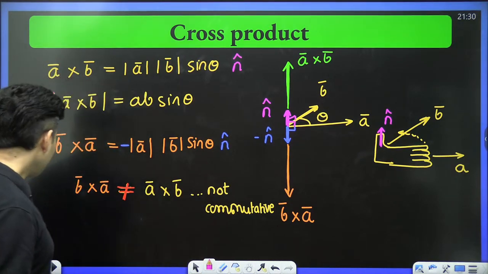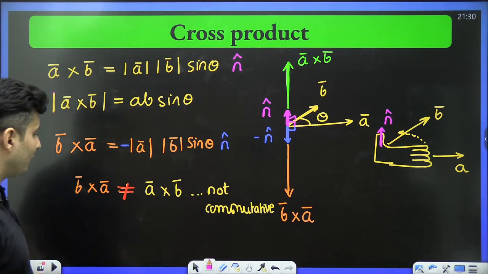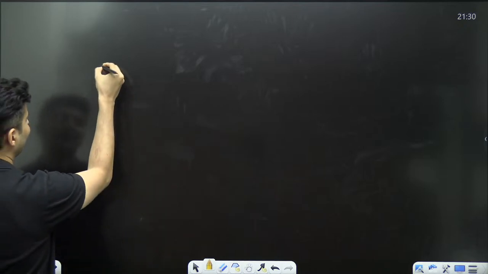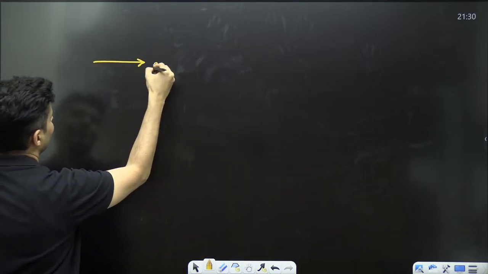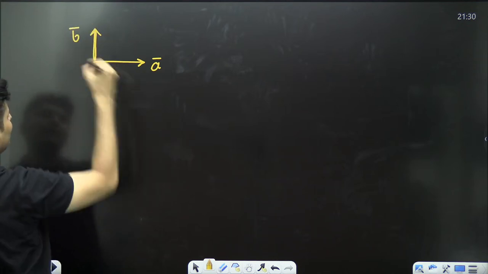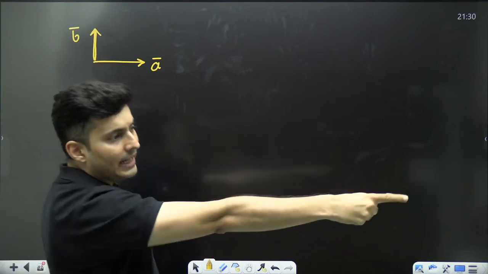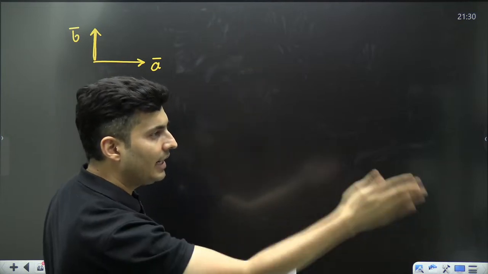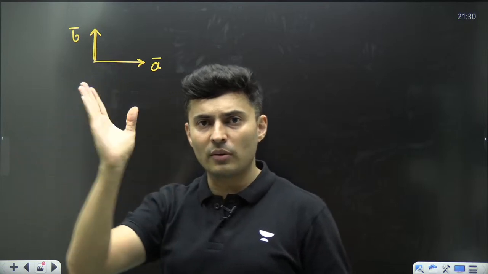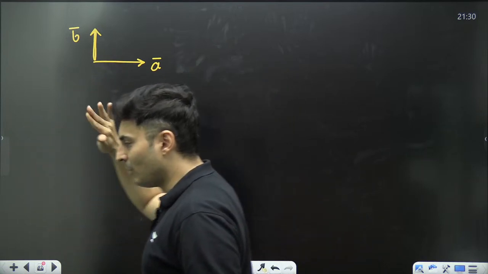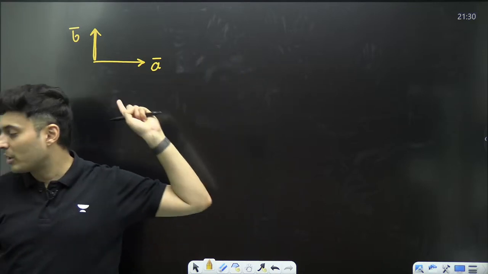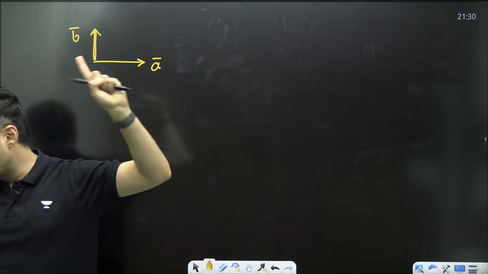Now, guys, let's see if you can figure out the direction of A cross B. I'm going to give you a few vectors. Imagine this is vector A, and in the plane of the board, this is vector B. A is right, B is up. See how you are going to turn the fingers of your right hand. Come on, my dear warriors. I'm going to help you out once more. Watch this properly.